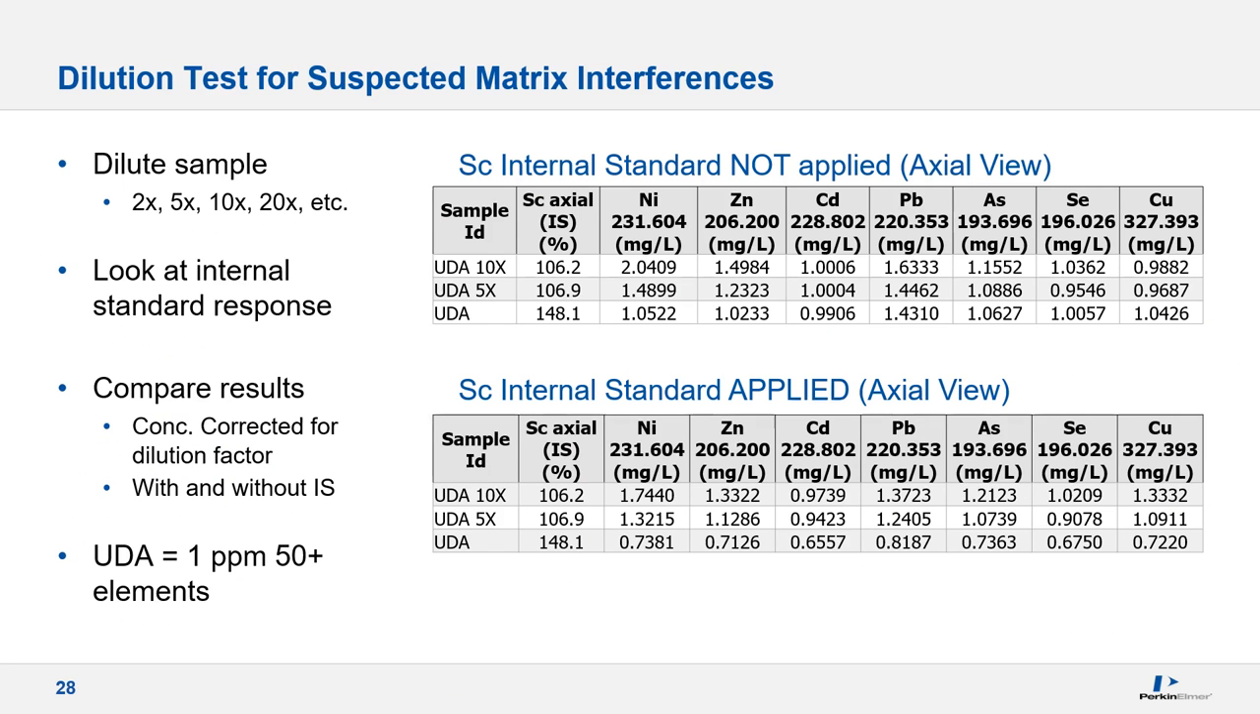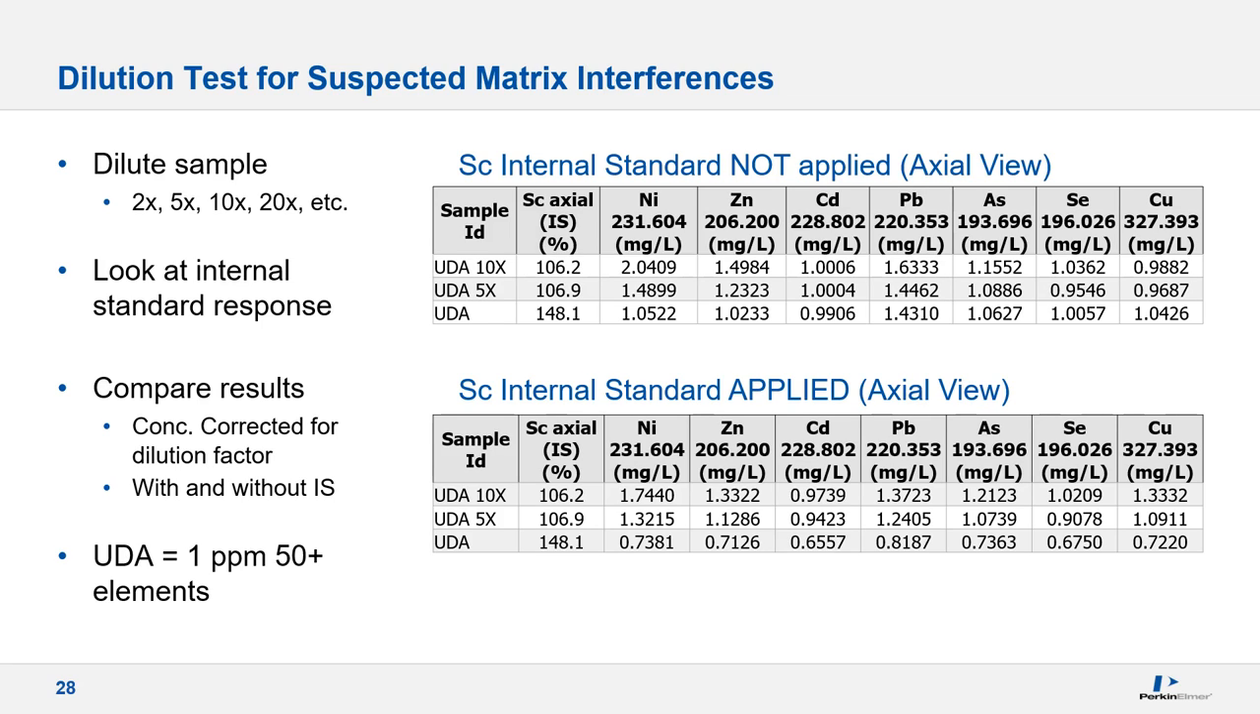So let's talk a minute about one of the common tests you can use for a suspected matrix interference. That's the dilution test. If you see enhancement or suppression in your internal standard element, you can simply dilute your sample. Generally 2x, 5x, 10x, or 20x is sufficient. I typically do two different levels of dilution so I can compare the results, both for the internal standard and for the measured concentrations. Keep in mind what your detection limit is for the analyte concentrations as you dilute, so you aren't comparing signals you have diluted out of your detection range.